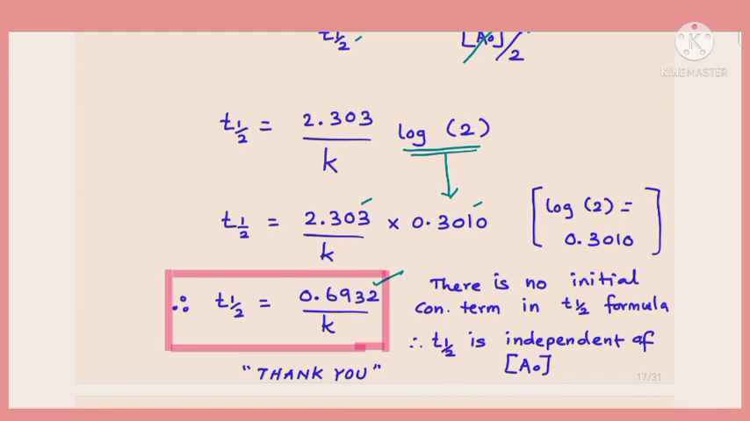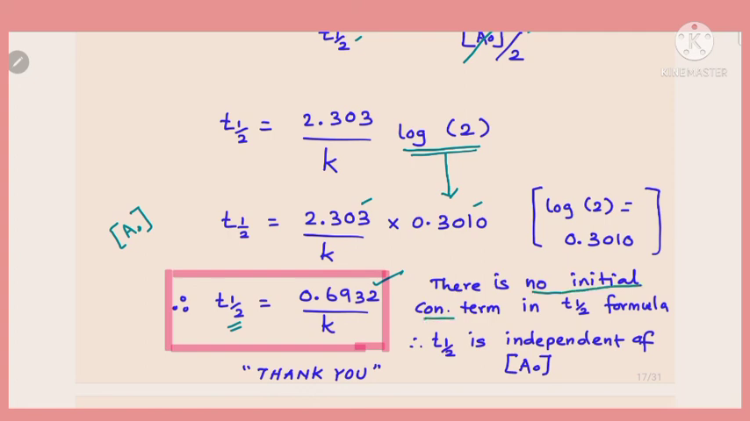One more thing, just look at this formula. Is there any initial concentration term? The initial concentration of reactant is a naught. See whether you have an a naught term in either the numerator or denominator. If you had a naught in either, you could say t half depends upon a naught, that is, the half-life period depends upon the initial concentration. But in the formula there is no initial concentration term at all.